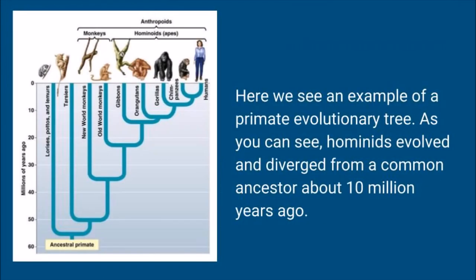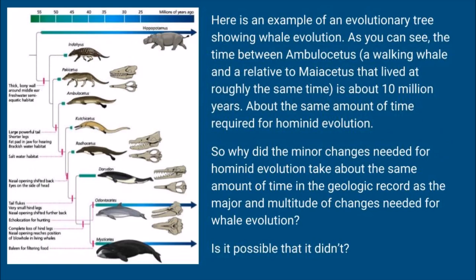Here we see an example of a primate evolutionary tree. As you can see, hominids evolved and diverged from a common ancestor about 10 million years ago. Here is an example of an evolutionary tree showing whale evolution. As you can see, the time between Ambulocetus, a walking whale, and a relative to Miacetus that lived at roughly the same time is about 10 million years, about the same amount of time required for hominid evolution. So why did the minor changes needed for hominid evolution take about the same amount of time in the geologic record as the major and multitude of changes needed for whale evolution? Is it possible that it didn't?